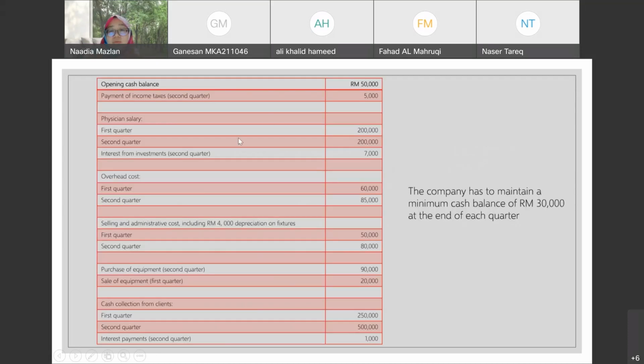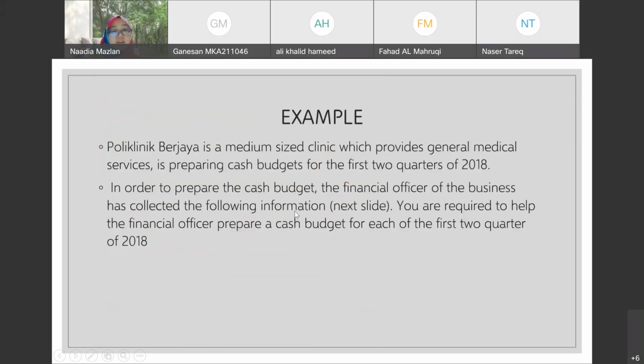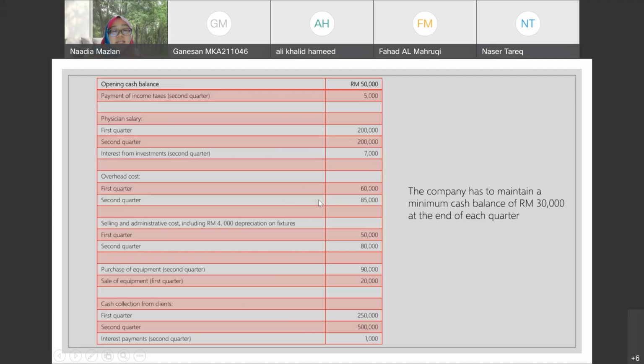Alright, so this is the information that the financial officer of the business has collected. You have the opening cash balance, which is 50,000. Payment of income tax happens in the 2nd quarter, not in the 1st quarter. So payment of income tax, is it cash inflow or cash outflow? It is cash outflow.